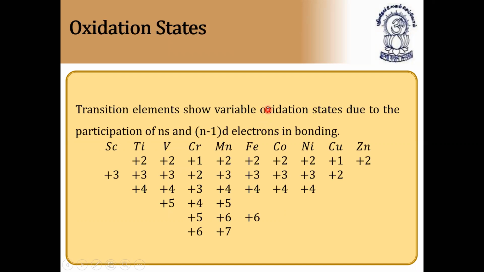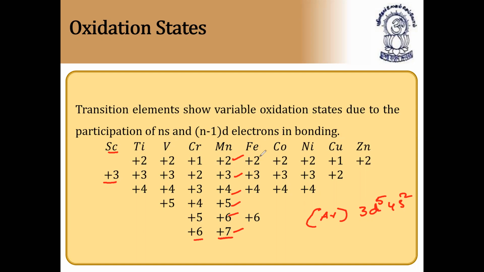Next, oxidation states. The oxidation states exhibited by scandium: +3, the common oxidation state. Titanium can exhibit +2, +3, +4. Vanadium can exhibit +2, +3, +4, +5 because they have d electrons. Chromium can exhibit +1 to +6 oxidation states, whereas manganese can exhibit +2, +3, +4, +5, +6, and +7. Plus 7, why? Because manganese is argon 3d5 4s2, so it can lose up to 7 electrons. That's why it has more.